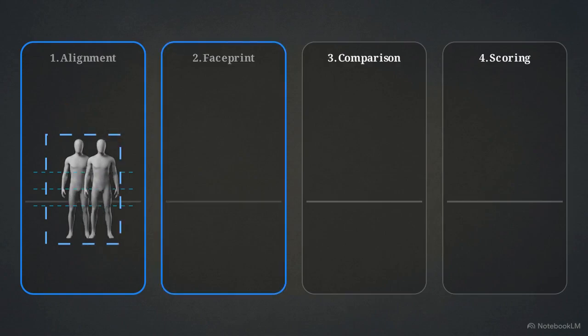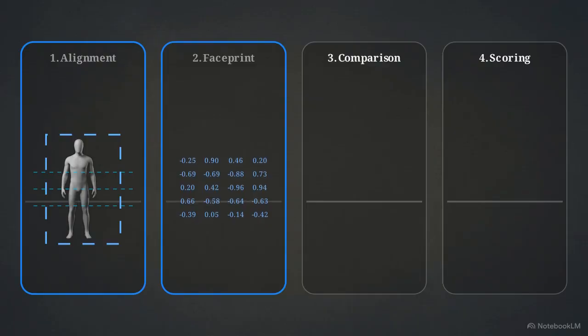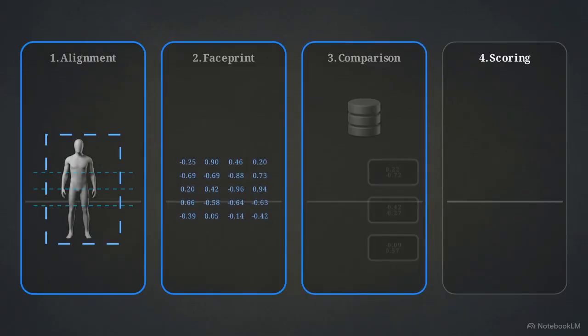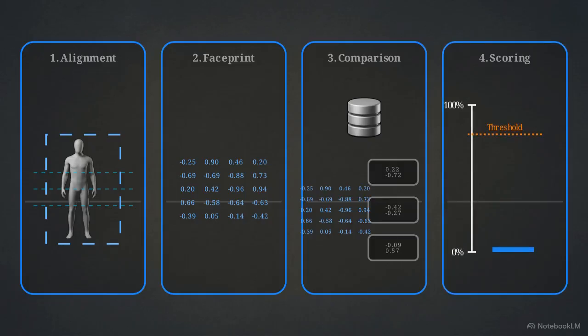In Stage 2, the system converts those features into a faceprint. This is a compact string of numbers that represents the measurements and relationships between facial landmarks in a format a computer can process. For Stage 3, the system compares this new faceprint against a database of stored templates, searching for numeric similarities. Finally, the system produces a similarity score. If the score crosses a pre-selected numerical threshold, the system declares a match.